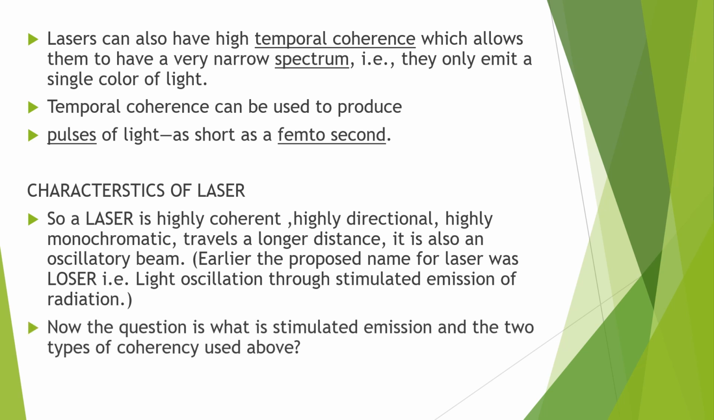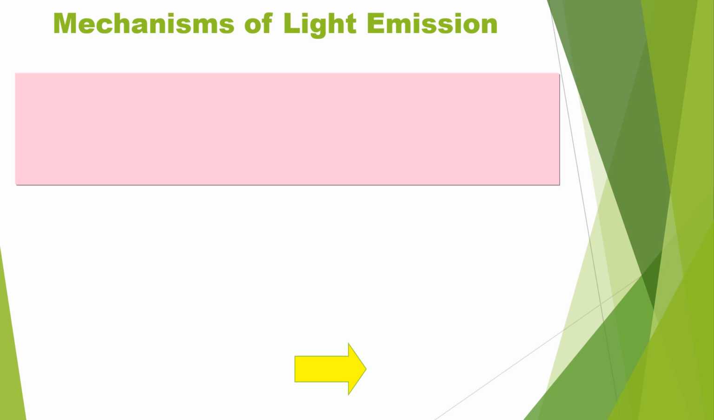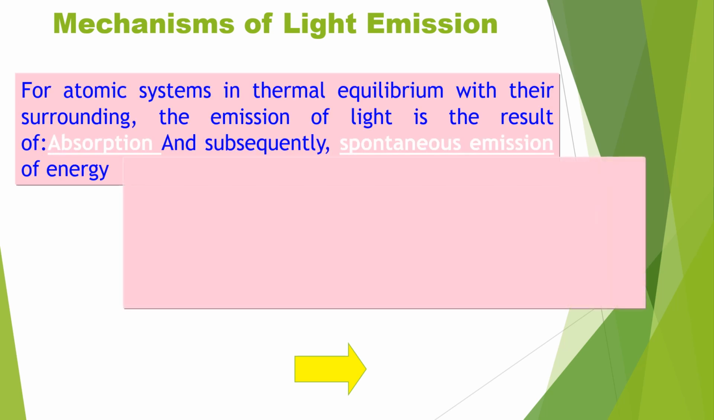Now the question arises, what is this stimulated emission? So to define stimulated emission, we should know the mechanism of light emission. Generally, the atom has a tendency to stay in a ground state. But when some photons are incident on it, or some energy is given by collision by any other source, some light energy is absorbed by an atom and it gets excited. And in the excited state, it stays there for nanoseconds and it will automatically come to the ground state and release that energy which it absorbed initially in any direction. So this is known as spontaneous emission.